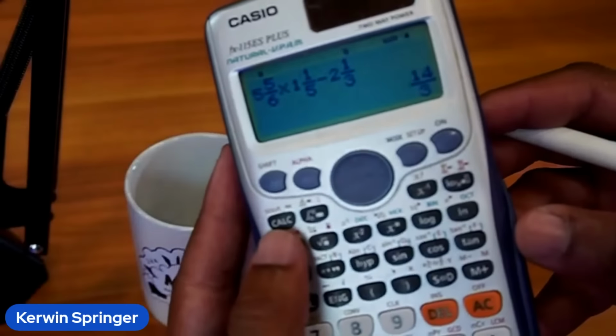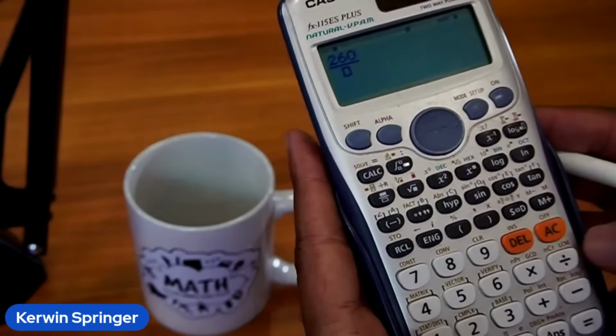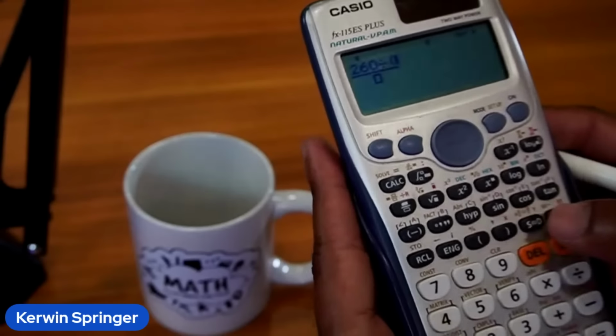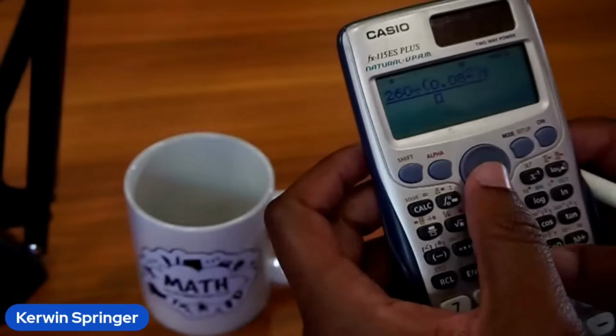So you're pressing this one, and then you're going to put 260 divided by 0.08 to be squared.